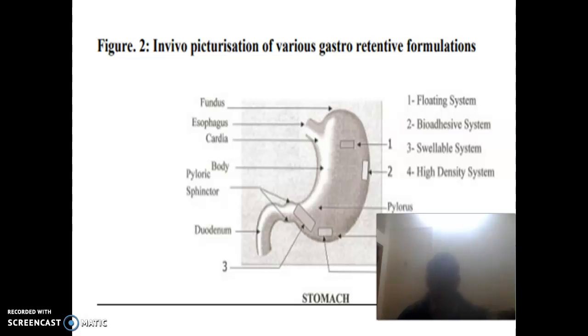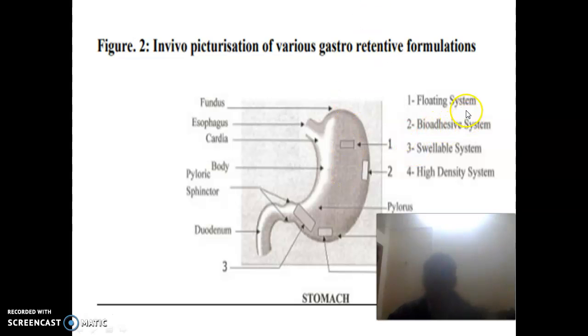So very first, this is the structure of the stomach we know. The structure of the stomach is what? Fundus, then esophagus, then this major part, right? Body, then pyloric sphincter. You can see here the pyloric sphincter, and this last part is the pyloric antrum. So if you see carefully, these four approaches we can use have been defined here.